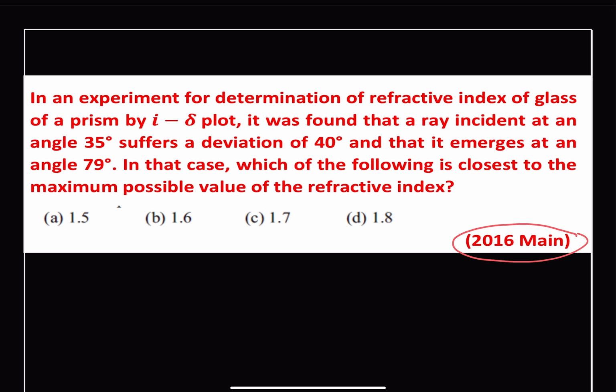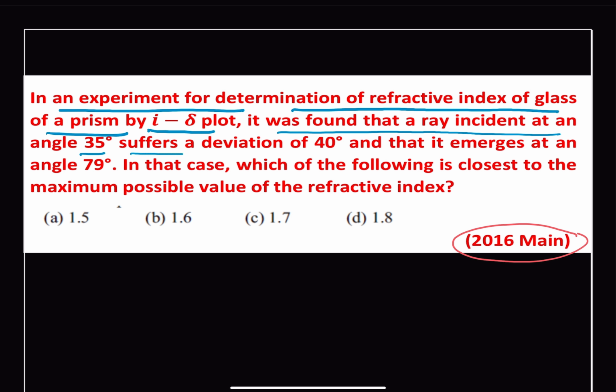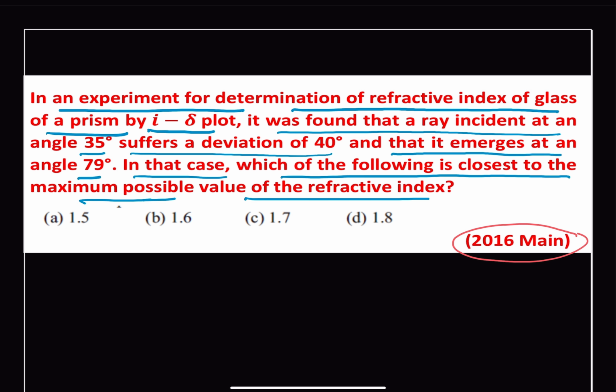It states that in an experiment for determination of refractive index of glass of a prism by I-delta plot, it was found that a ray incident at the angle of 35 suffers a deviation of 40 degree and that it emerges at an angle of 79. In that case, which of the following is the closest to the maximum possible value of the refractive index?